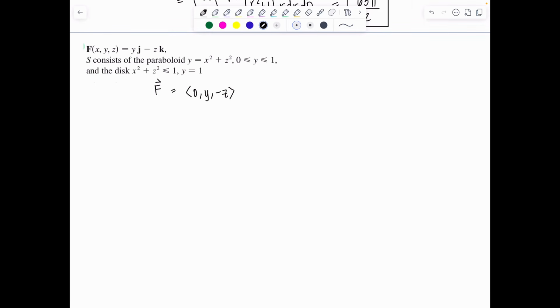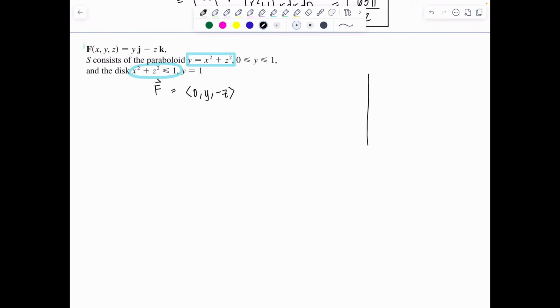Here's my surface. It has two parts to it. It's the paraboloid, y equals x squared plus z squared, y between 0 and 1 inclusive, and the disk, x squared plus z squared less than or equal to 1, y equals 1. So we are going to have to do two surface integrals and put it together to find the total flux. Okay, let's start graphing.